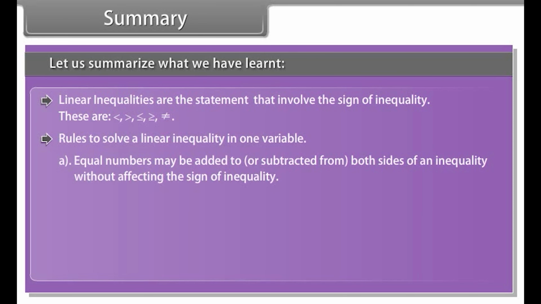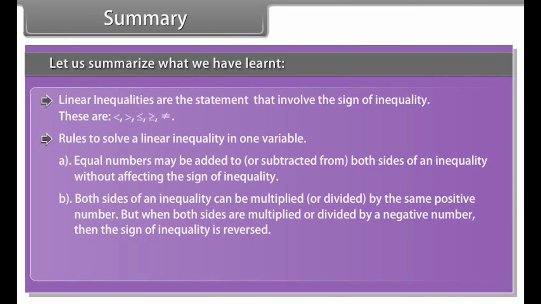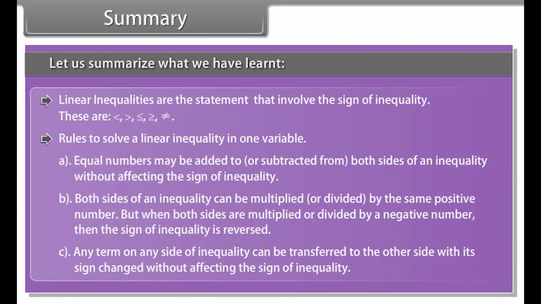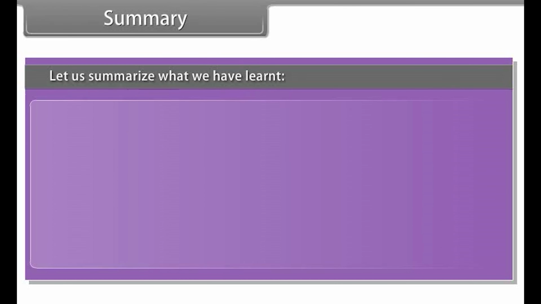A. Equal numbers may be added to or subtracted from both sides of an inequality without affecting the sign of inequality. B. Both sides of an inequality can be multiplied or divided by the same positive number, but when both sides are multiplied or divided by a negative number, then the sign of inequality is reversed. C. Any term on any side of an inequality can be transferred to the other side with its sign changed without affecting the sign of inequality.